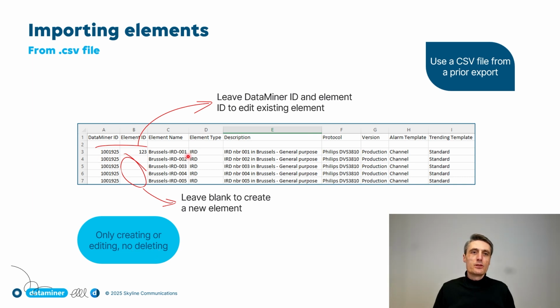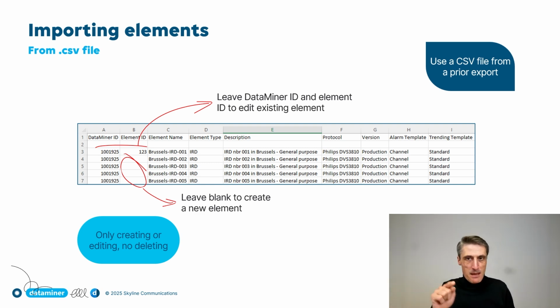It's not possible to delete a row. If you delete a row, it's just not going to take it into account. It won't delete the actual elements. So be aware with the CSV export and import, you can only do editing, bulk editing, and bulk adding of elements. You can never do deleting. There you need to go through the UI. So you won't be able to make any mistakes of deleting a bunch of elements all of a sudden.